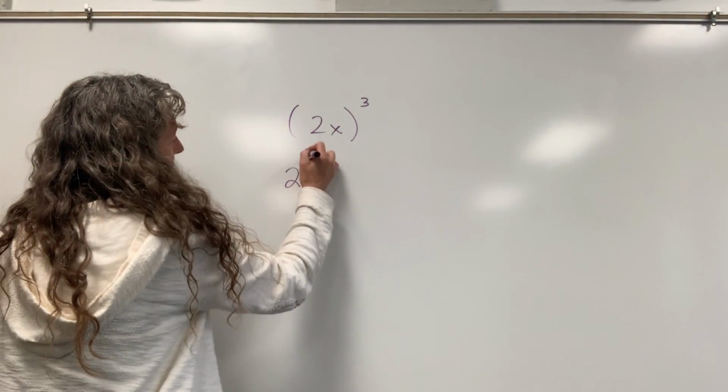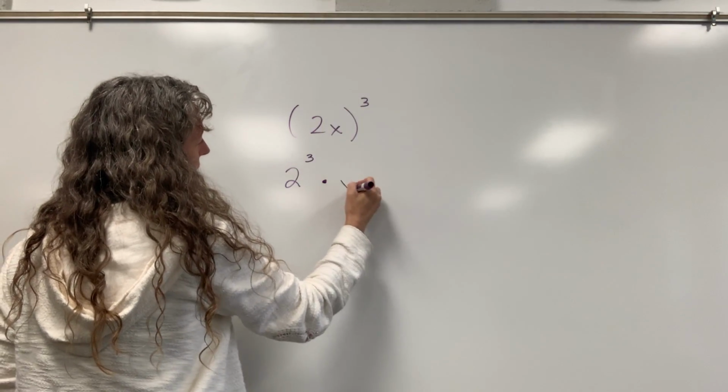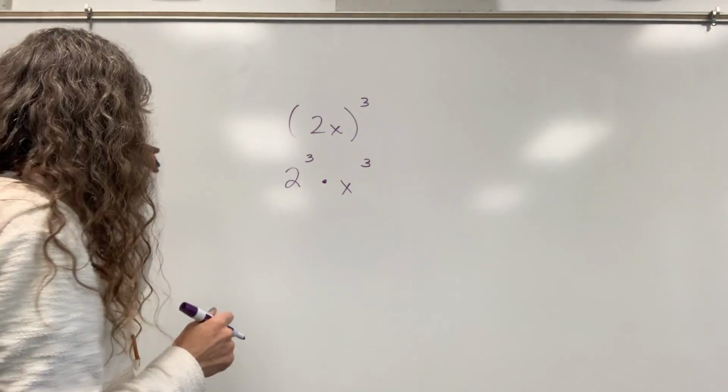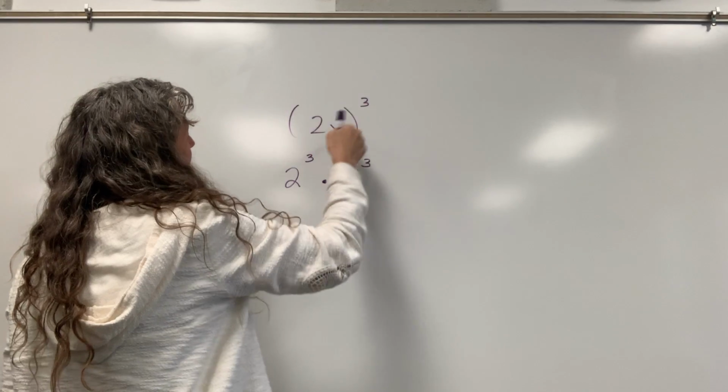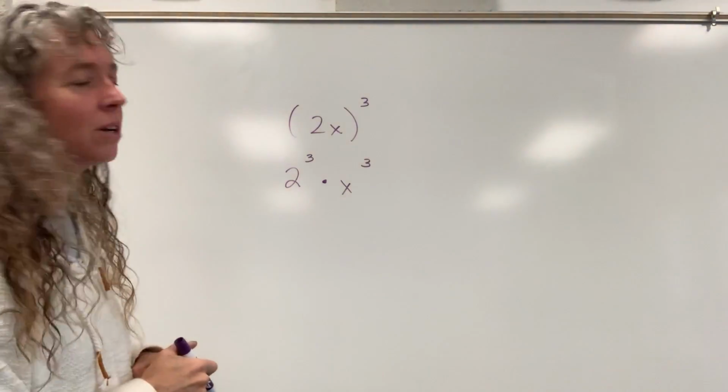So it really means we have 2 to the third power times, because they're right next to each other, x to the third power as well. Okay, they both have a third power. If we have an exponent outside of parentheses, we have to apply it to everything inside. So 2 to the third and x to the third.